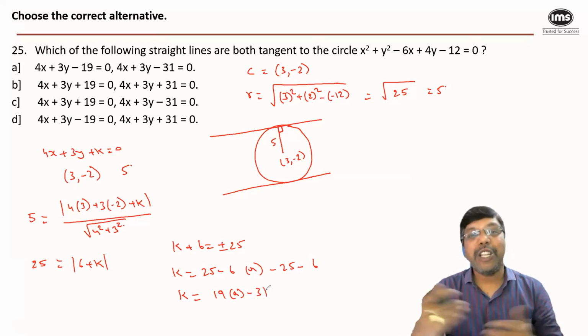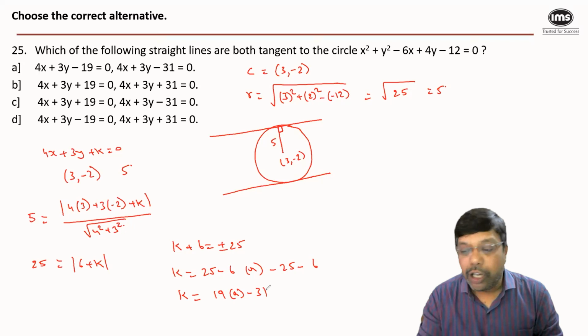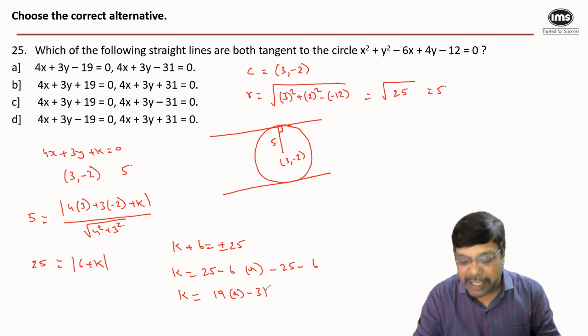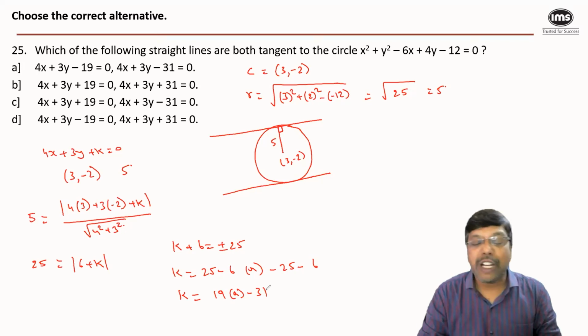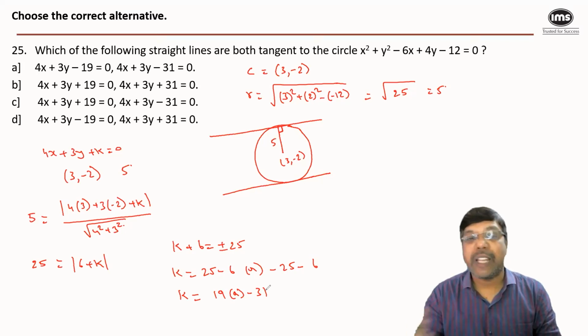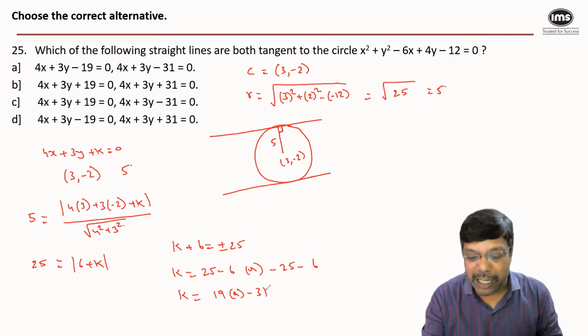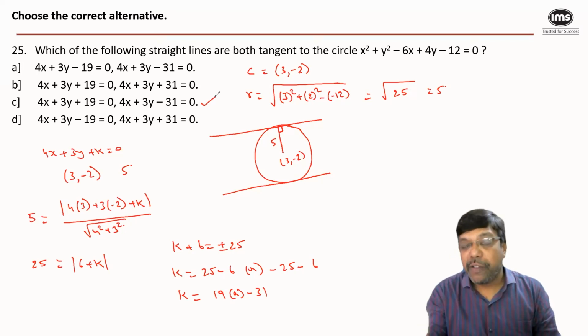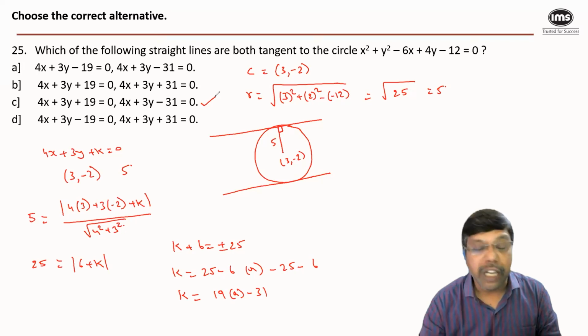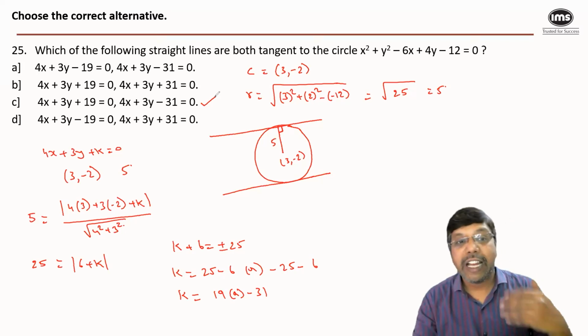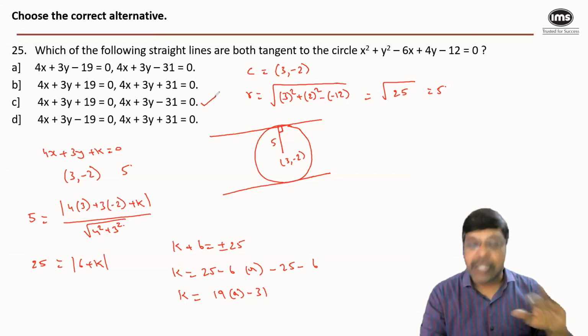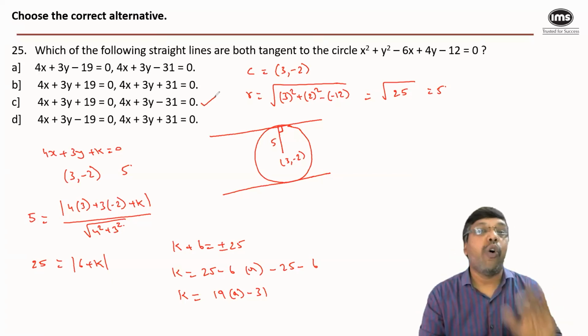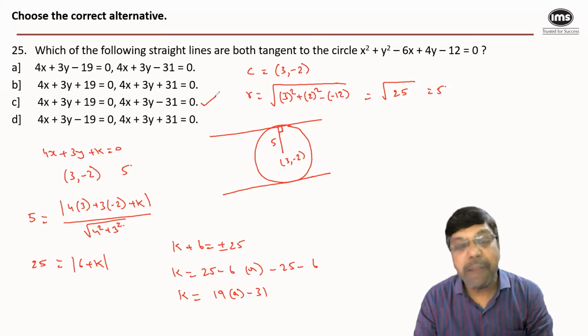Hence, the equations of the tangents to the given circle that we are trying to find are 4x plus 3y plus 19 is equal to 0 and 4x plus 3y minus 31 is equal to 0. Answer option C. We will have to be very careful while solving this question, because if you observe the equations of the lines in all the 4 options, they are more or less the same. It's only the constant values that keep differing.